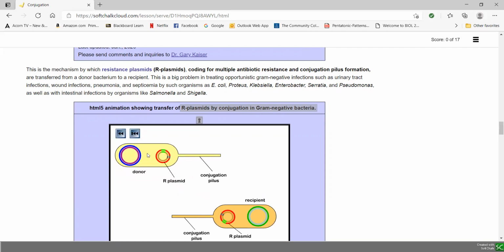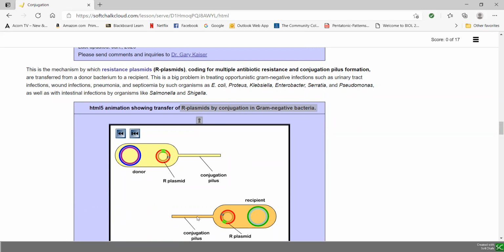Both bacteria, because they have these red resistance genes, code for multiple antibiotic resistance. But both bacteria now have TRA genes, so both the donor and the recipient can now conjugate with other bacteria and spread R plasmids to them. So in R plasmid transfer conjugation, we're seeing the transfer of not only multiple antibiotic drug resistance, but also the ability to conjugate and spread that resistance to yet other bacteria.